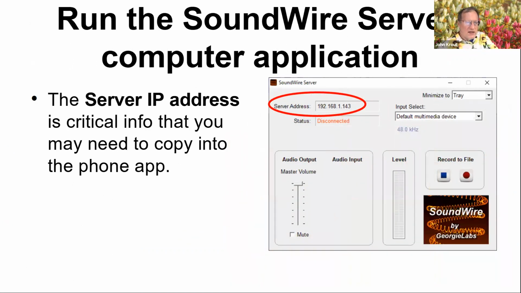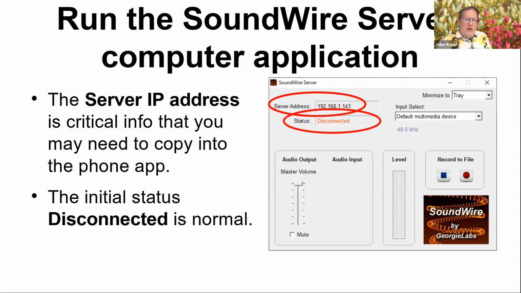Now, when you run SoundWire Server, it looks like this, at least on my computer. The first thing I did was circle some information that's provided, which is the server IP address. And that is useful in some circumstances. We'll show you how to do so. The second thing you find on the screen is this word in red, disconnected. That is normal when you start up SoundWire Server. Do not panic.